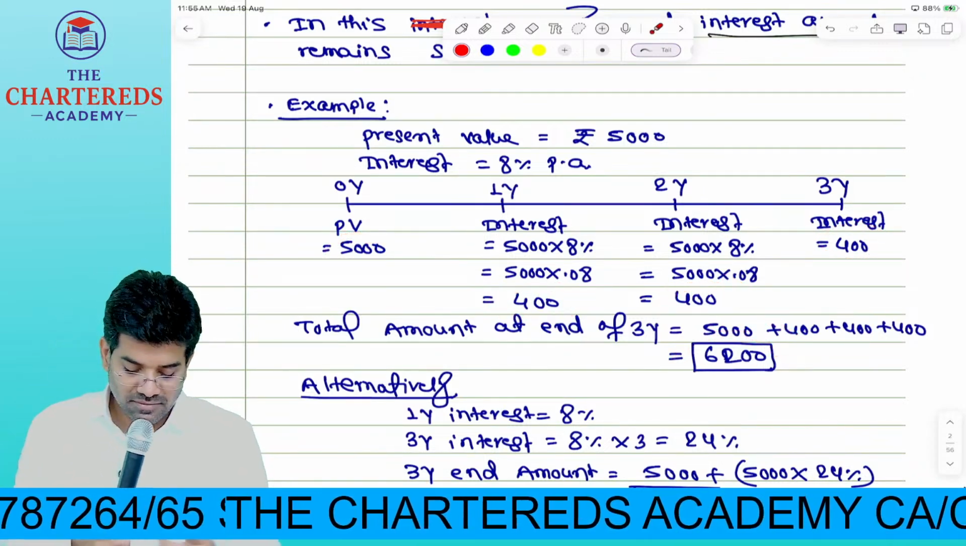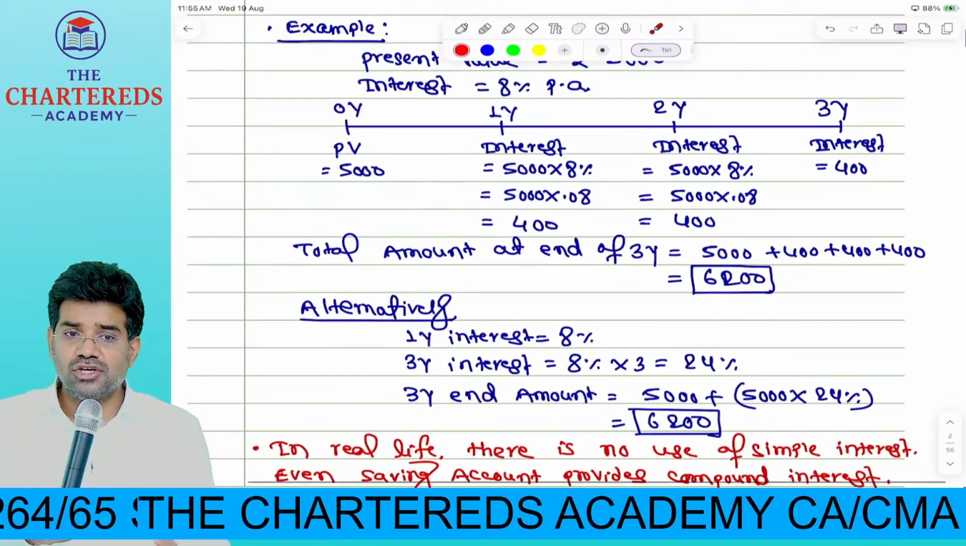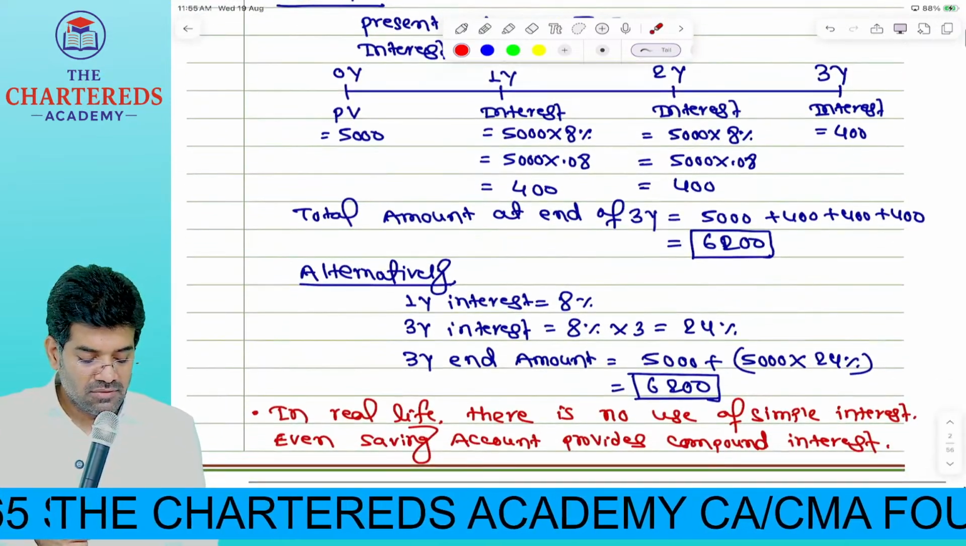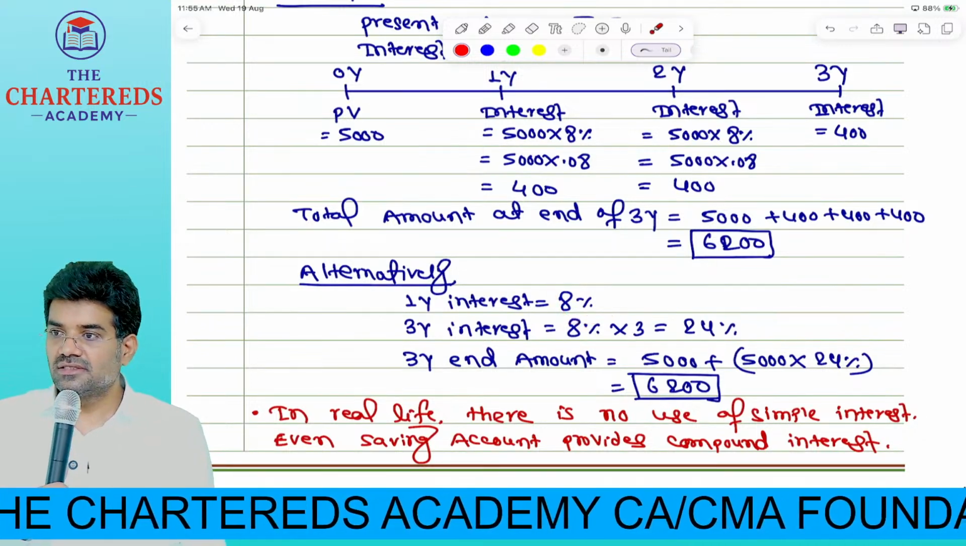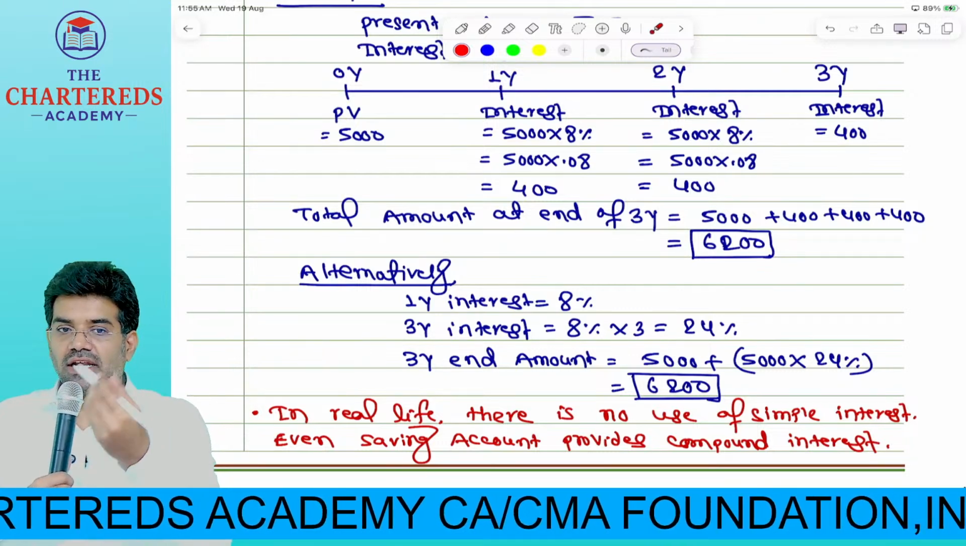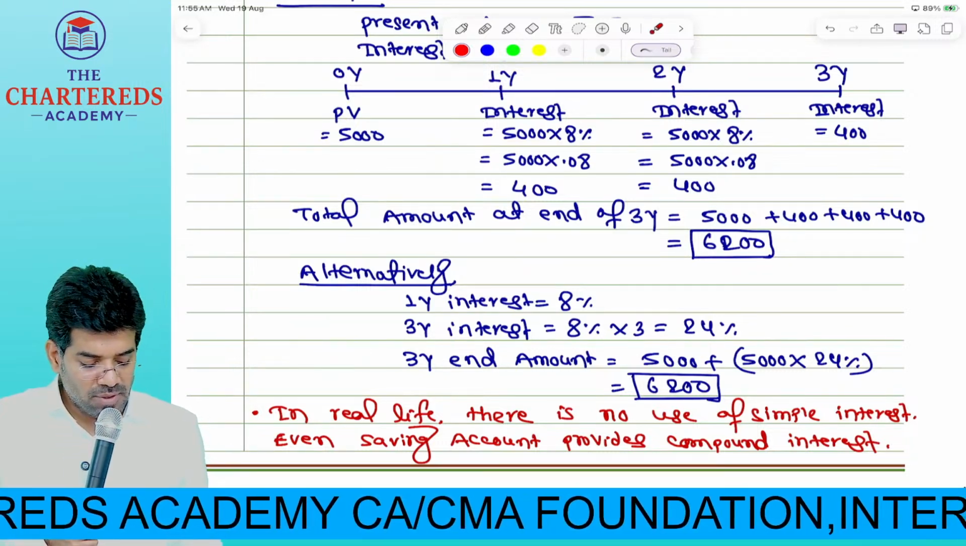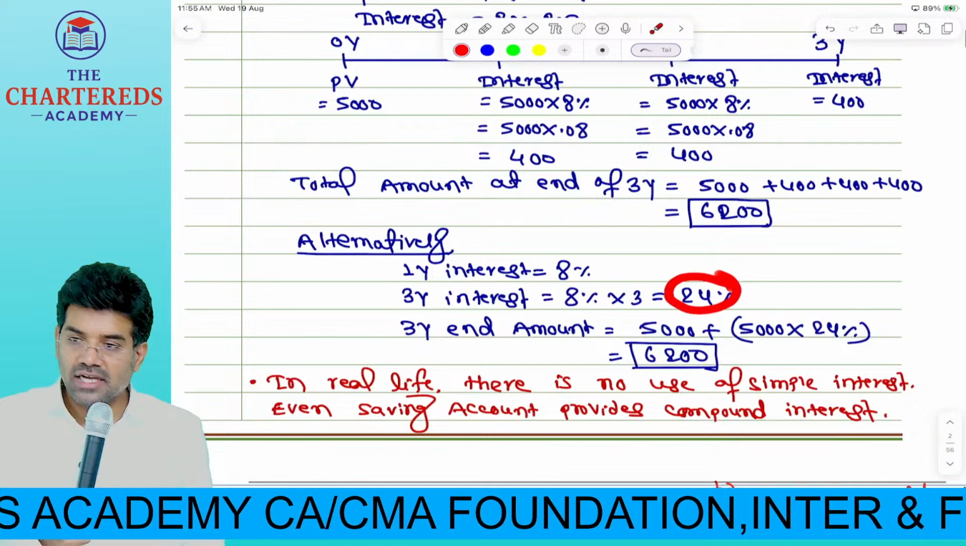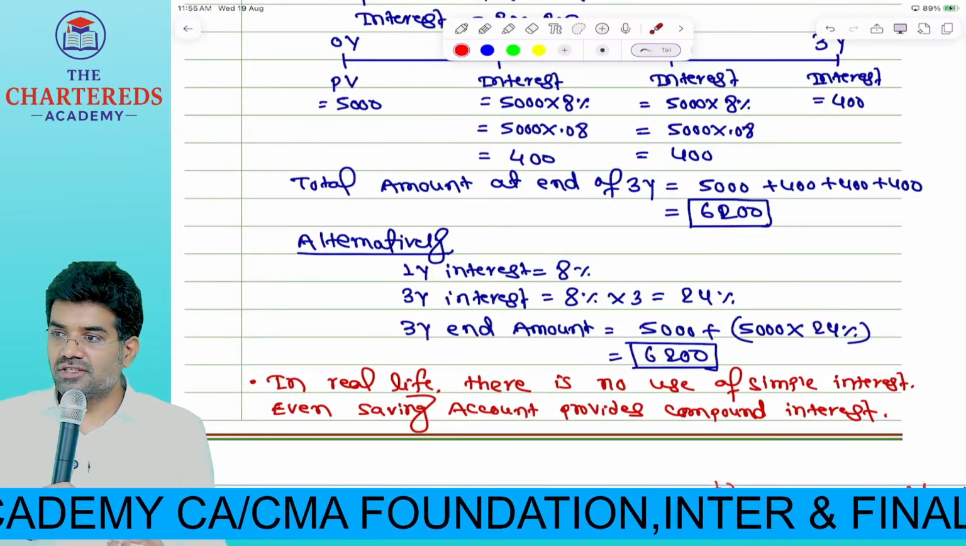Right? How can we do this directly? We know that every year it is 8%. 3 years means how much? 24%. So directly 5,000 into 24% if you do, you will get how much? Direct full interest or not?